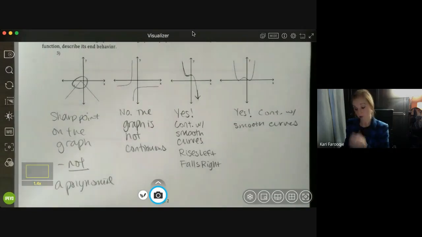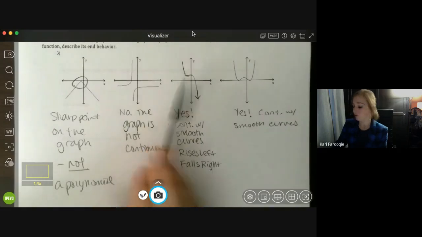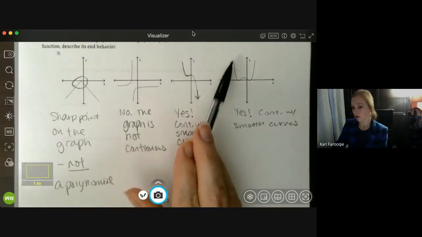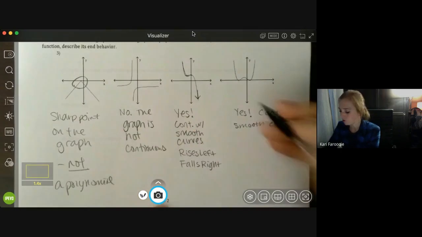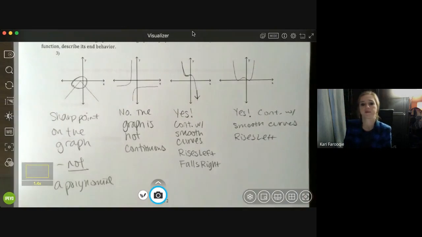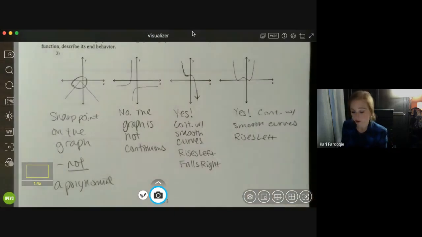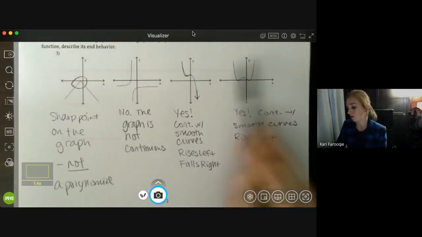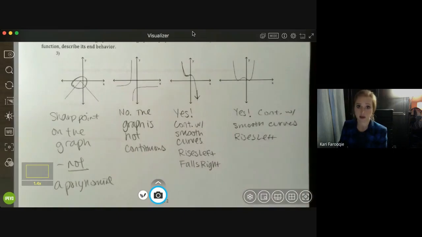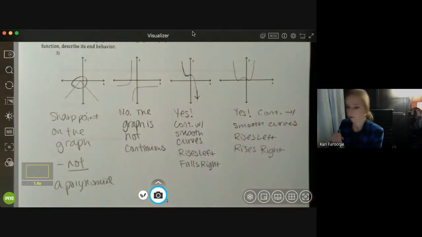So now we can talk about the end behavior. Just as we saw in the previous graph, as the x values head to the left, the y values go up. So we would say that this end behavior rises left. But now this must be an even degreed polynomial. We don't know what the function is, but it must be even degreed because the end behavior is doing the same thing as x goes left and right. Because the graph also rises right.